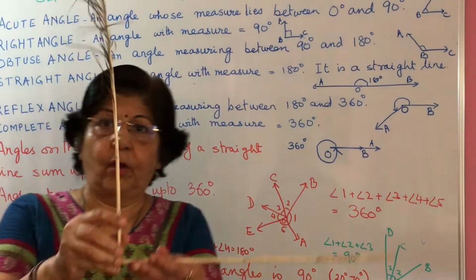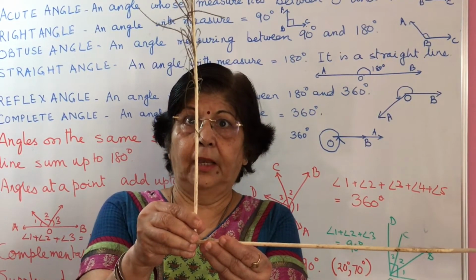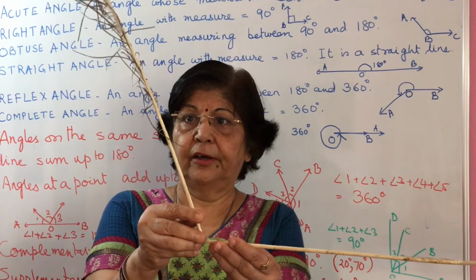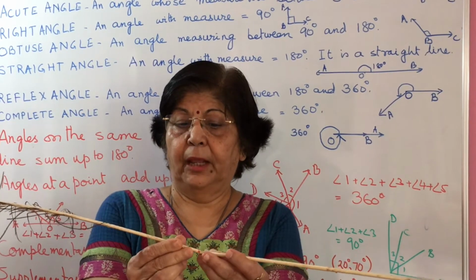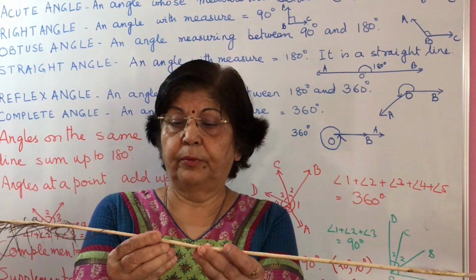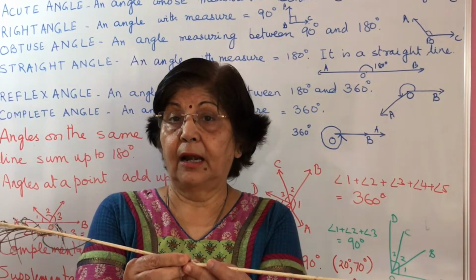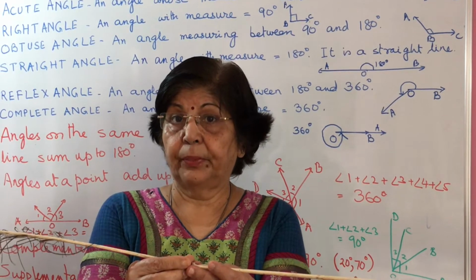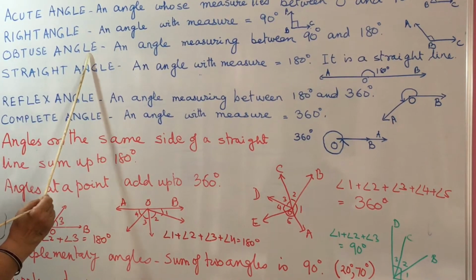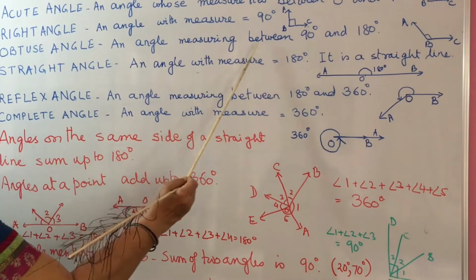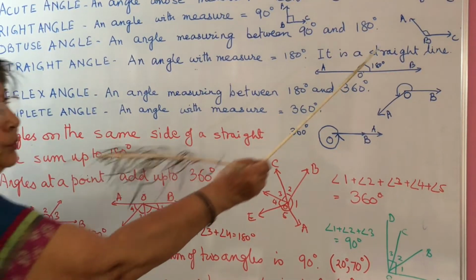Let's again from 90 degrees rotate the feather. Now I bring it here, here, here, till this point. Now these angles formed now are more than 90 degrees, but they are less than 180 degrees. Now such angles I term as obtuse angle. An angle measuring between 90 degrees and 180 degrees is called an obtuse angle.